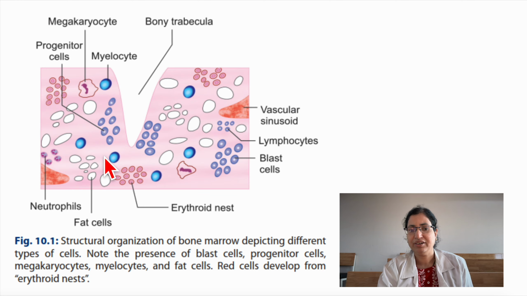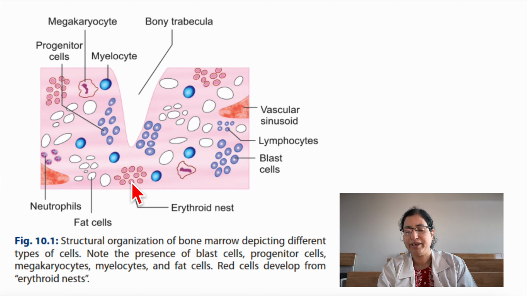This is a picture of the structural organization of bone marrow showing different types of cells. Note the presence of blast cells, progenitor cells, megakaryocytes, myelocytes and fat cells. Red cells develop from special cells called the erythroid nest. So, red cells develop from the erythroid nest. This is the bone marrow.